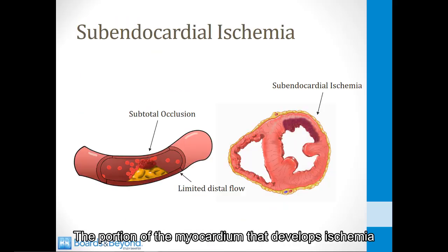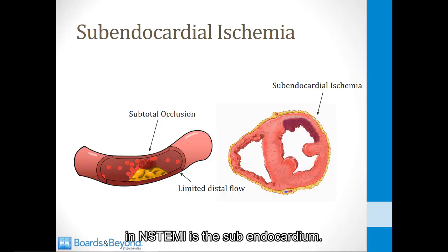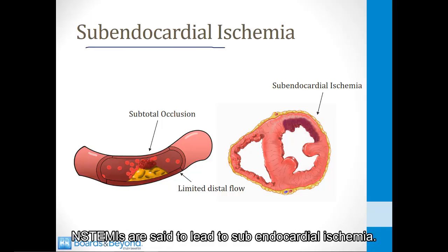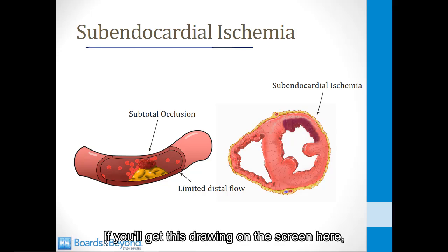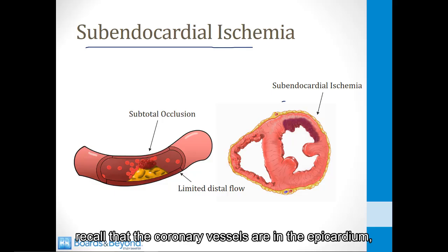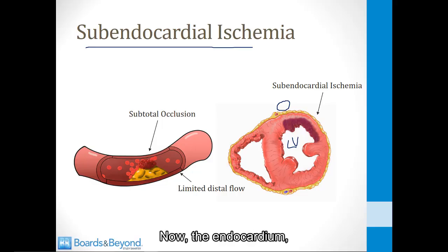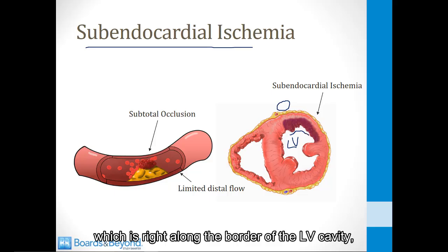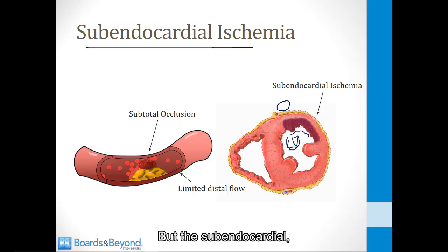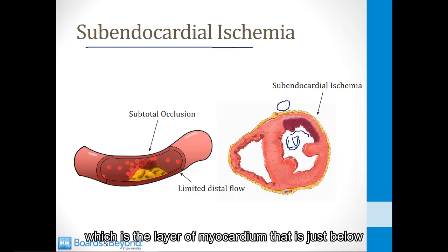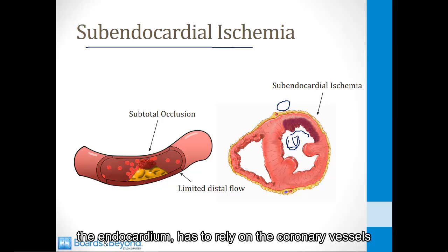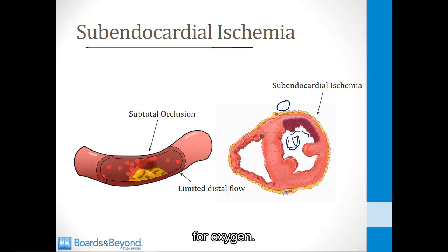The portion of the myocardium that develops ischemia in NSTEMI is the subendocardium. NSTEMIs are said to lead to subendocardial ischemia. If you look at this drawing on the screen here, recall that the coronary vessels are in the epicardium, furthest away from the left ventricular cavity shown here. Now the endocardium, which is right along the border of the LV cavity, can get oxygen from the blood inside the ventricle, but the subendocardium, which is the layer of myocardium just below the endocardium, has to rely on the coronary vessels for oxygen.